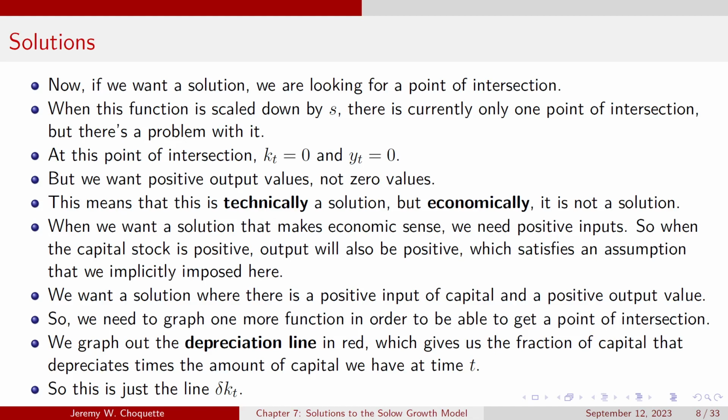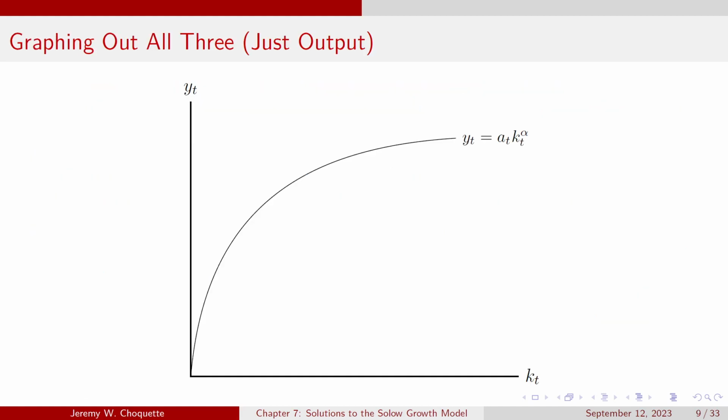Now remember, depreciation is the fraction of capital that depreciates times the amount of capital that we have at any point in time, say time t. So it's just the line delta times k_t, right? Delta being the fraction of capital that's depreciating, k being the amount of capital that we have, delta times k. So the slope of that depreciation line is going to be delta.